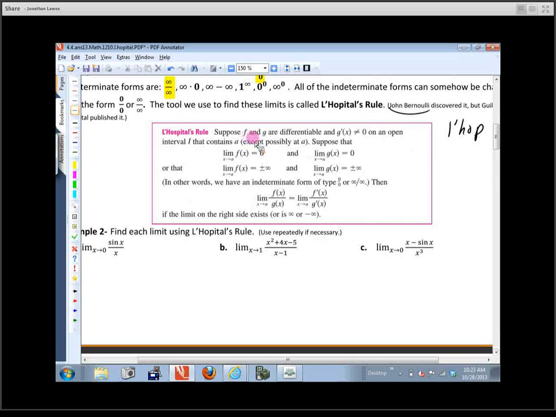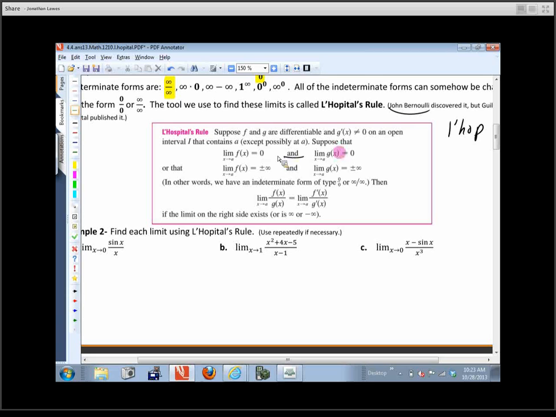It says, suppose f and g are differentiable functions, and g prime of x is not equal to 0 on an open interval that contains a, so the point of interest is a, and we're making sure the derivative exists everywhere, and the denominator is not equal to 0 around there, okay? And then it says, suppose this. Suppose that the limit as x approaches a of f of x is 0, and the limit as x approaches a of g of x is also 0.